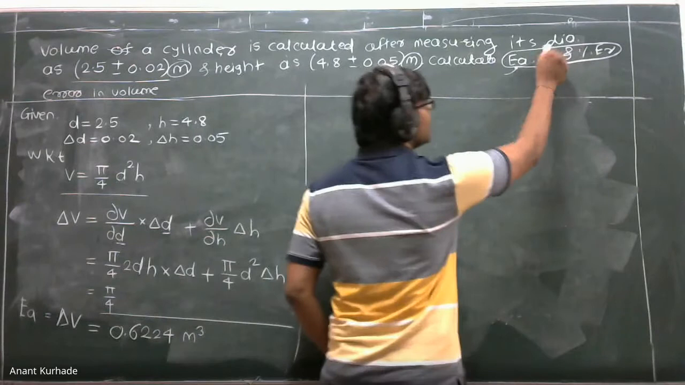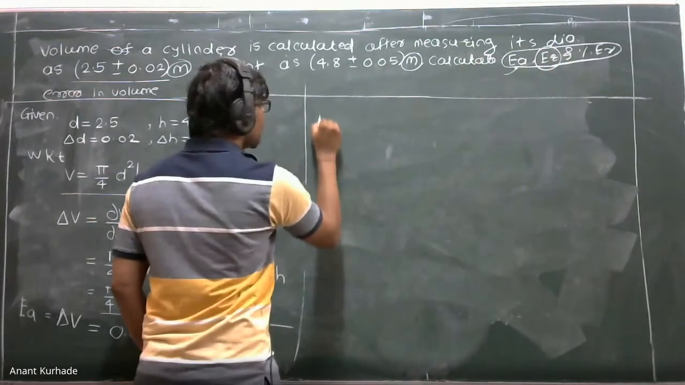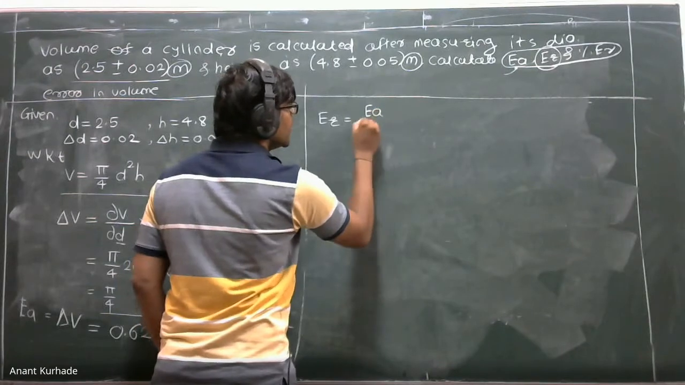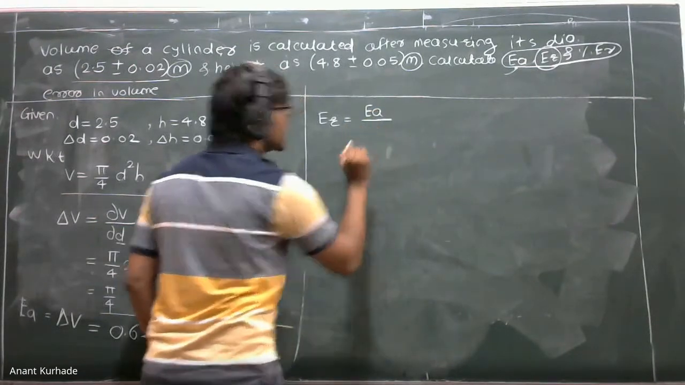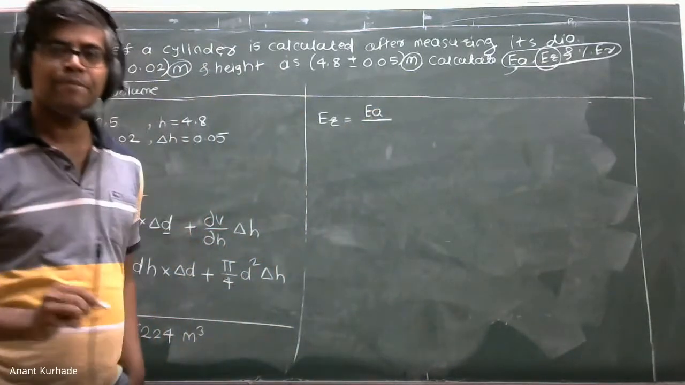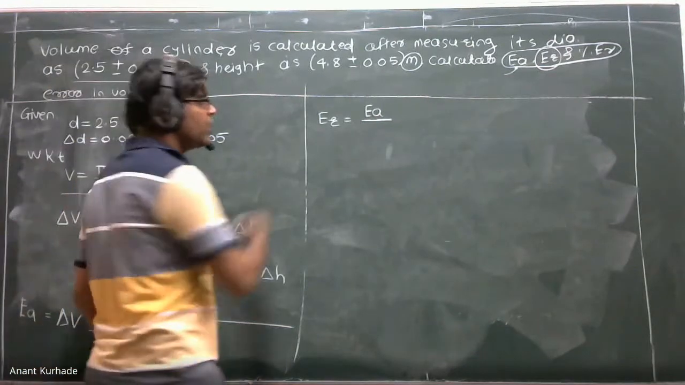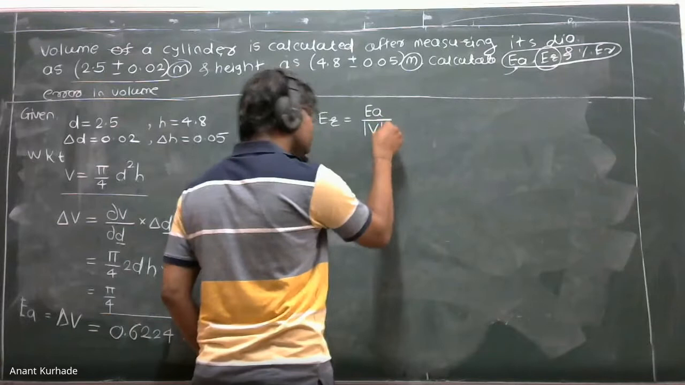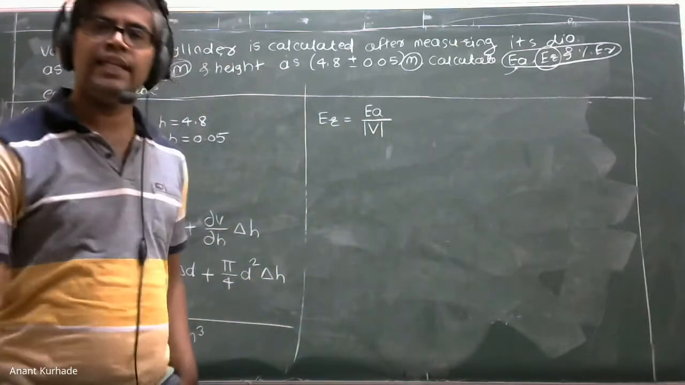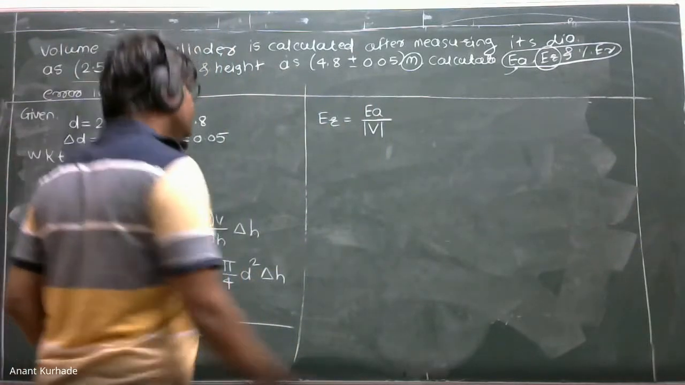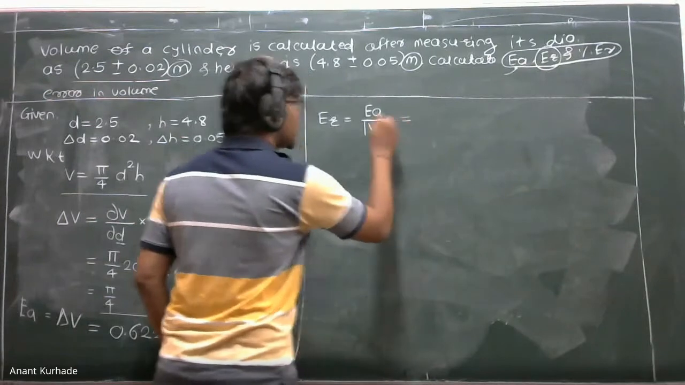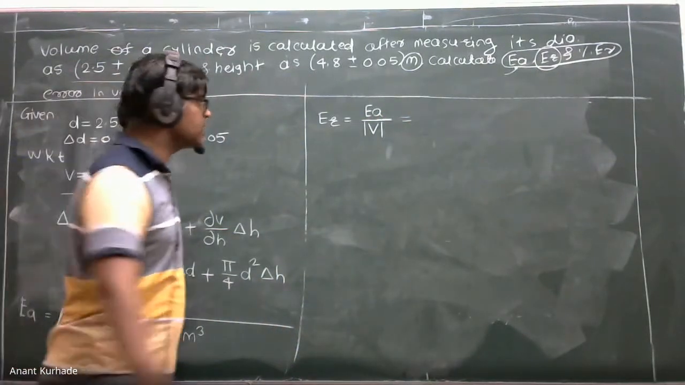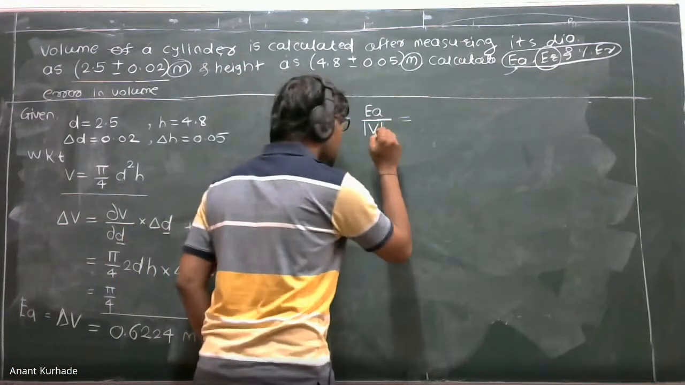Now, next, we have to find ER. What is the formula of ER? It is EA divided by X, that is the true value. Here, what is the true value? It is V. Now we know that EA is equal to 0.6224, but we don't know the value of V.